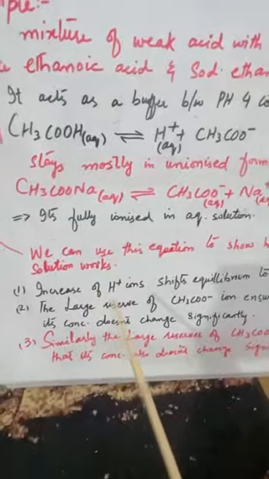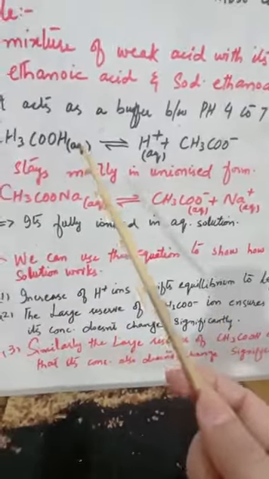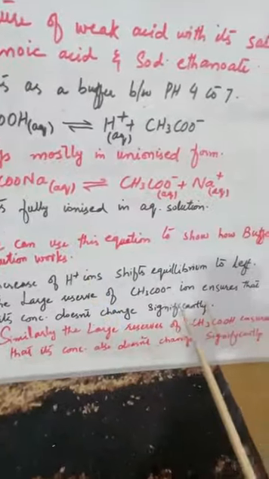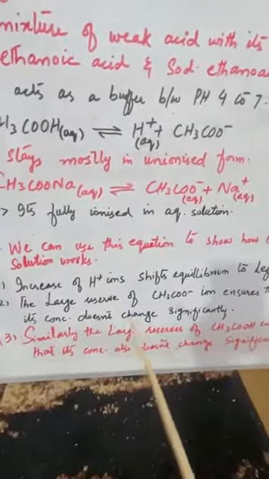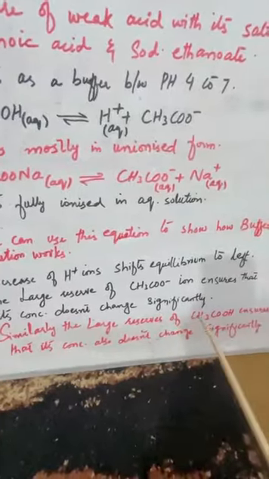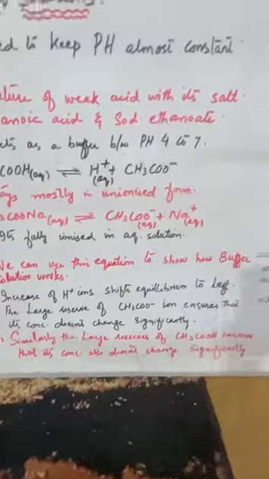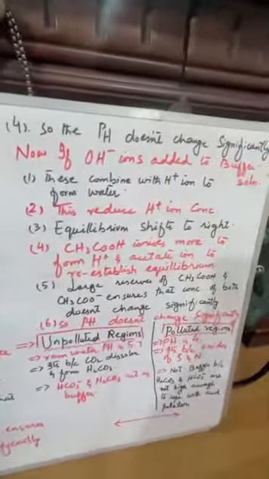Now if we increase H+ ions in the buffer solution, the equilibrium shifts towards the left. The large reserve of acetate ion ensures that its concentration does not change significantly. Similarly, the large reserve of acetic acid ensures that its concentration also does not change significantly. So basically, the pH does not change significantly.